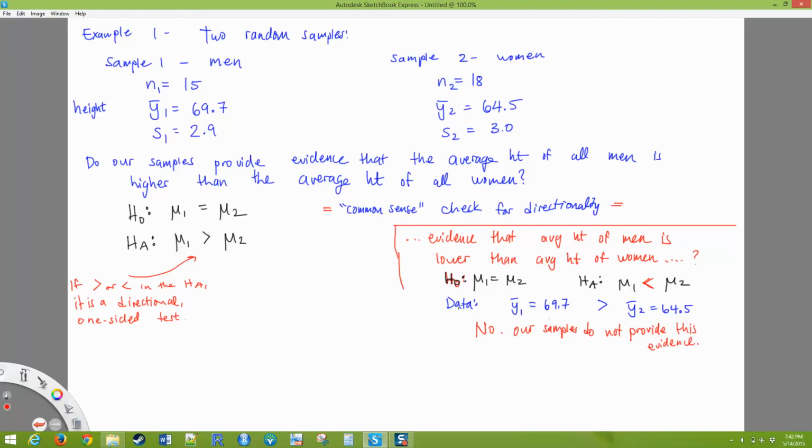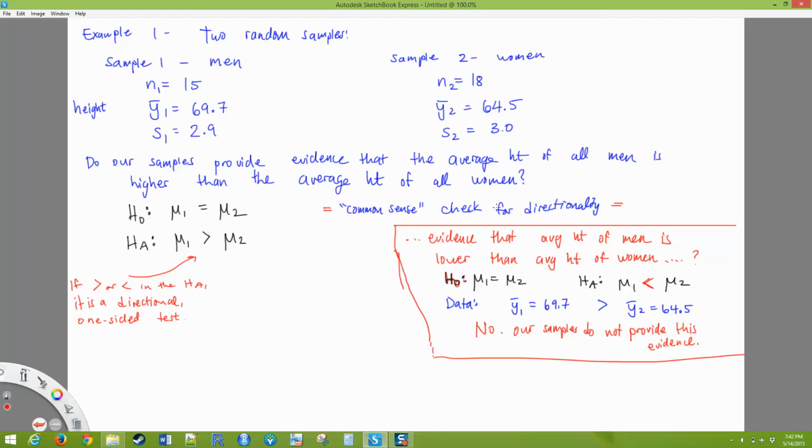Okay, and then in that case, there's no real sense in continuing on with the statistical test. Because the answer is no. You're not going to have evidence to support this conclusion. And so that's what I call the common sense check for directionality.